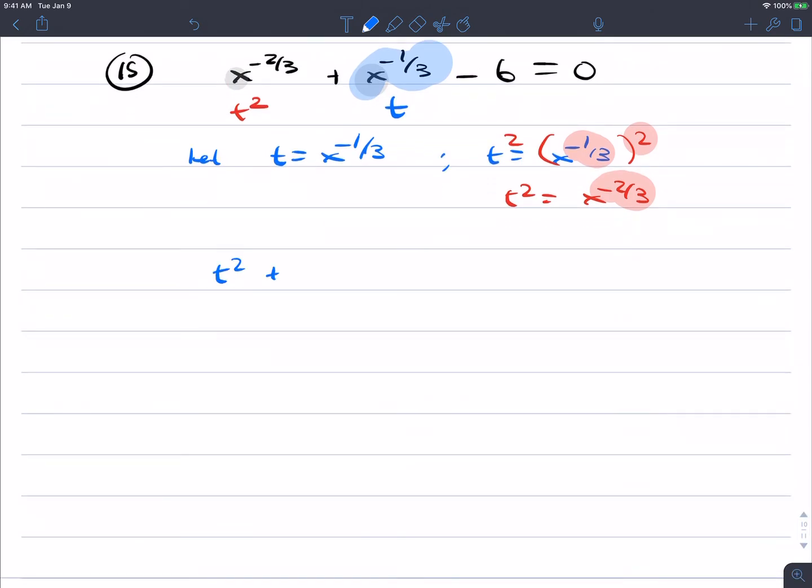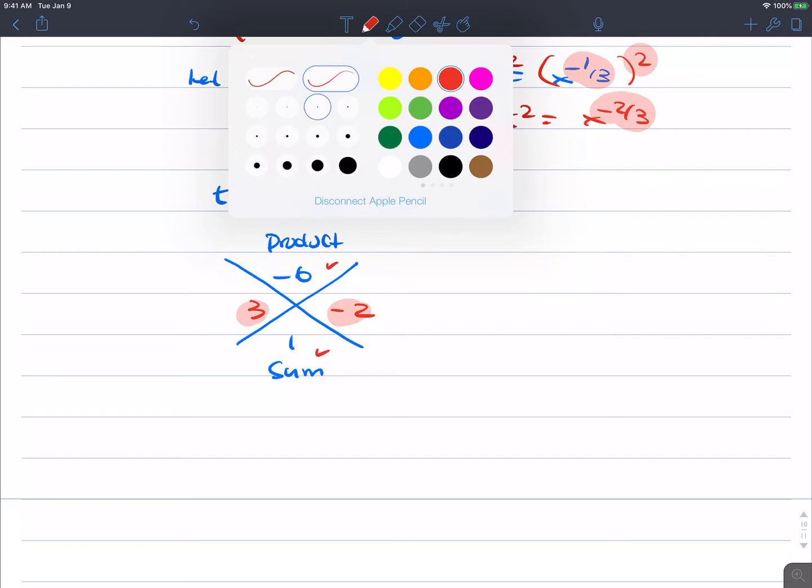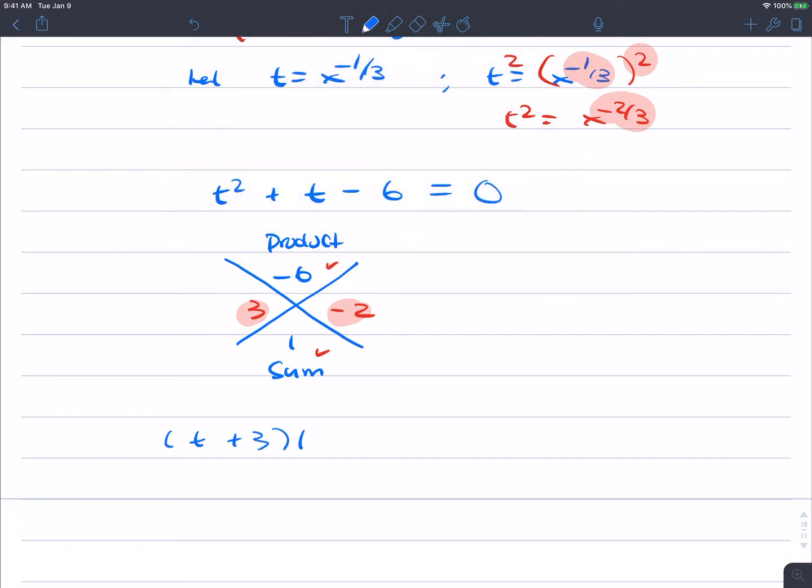We get t squared plus t minus 6 is 0 now. This is a nice quadratic equation. And if you like your t here, we need two numbers multiplied together which will be -6, but when added is +1. So one's positive, one's negative. 3 times -2 is -6, and 3 plus -2 is +1. So these are the numbers that we're going to use for t. t plus 3, t minus 2 is 0. This goes here, and that goes here.